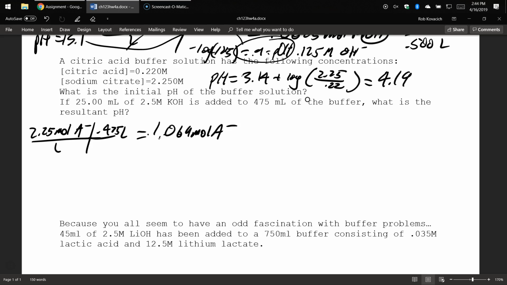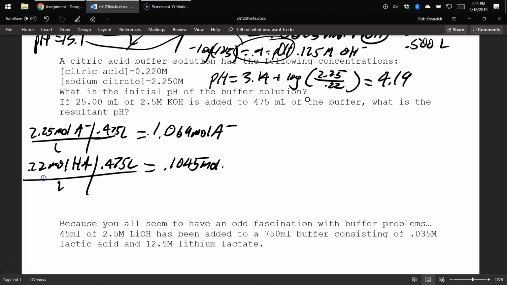It's just the anion, and I really don't want to write out the polyatomic ion formula for citrate. But I know what I'm looking at is some sodium and the citrate on there, so I'm just going to have something that's negatively charged. That's the anion of a weak acid, and the weak acid is going to be citric acid. So this will be 0.22 moles of weak acid per liter, and then I've got 0.475 liters, and so that ends up being 0.1045 moles of the acid.